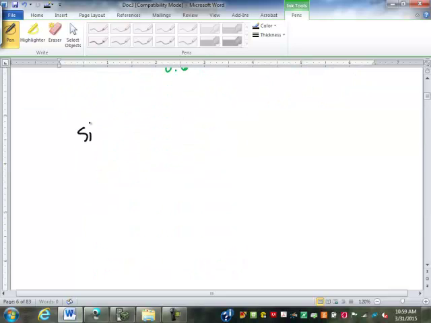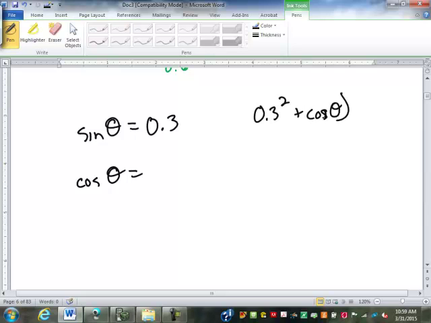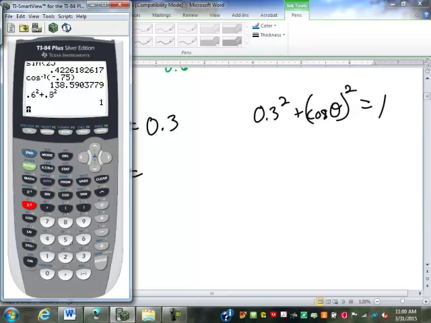If I tell you that the sine of an angle is 0.3, how do I find the cosine? Well, a squared plus b squared equals c squared means 0.3 squared plus the cosine of that angle squared equals 1 squared, or just 1. So to solve this, it's going to be the square root of 1 minus 0.3 squared, 0.9539.